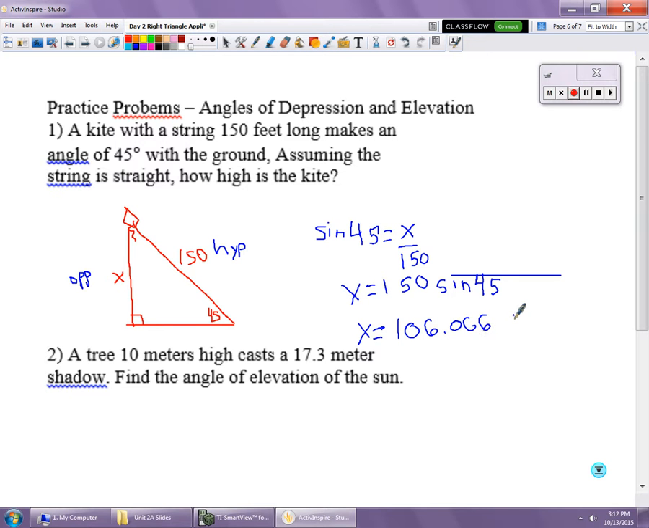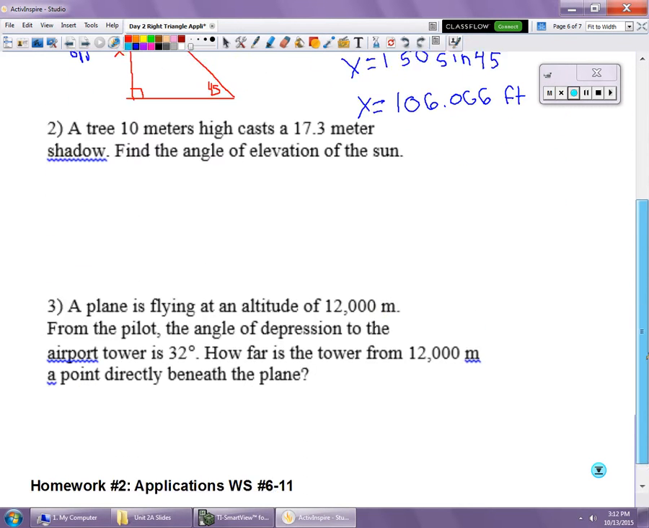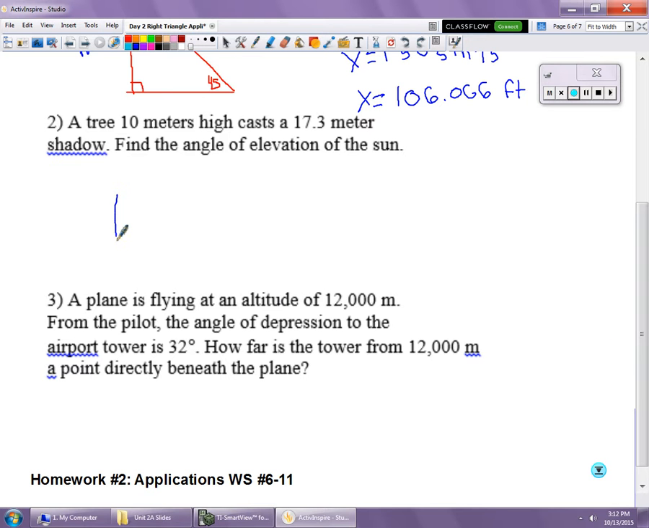as our feet above the ground. So that's the height of the kite. Next problem. A tree 10 meters high. So here's a tree. So we know that the height of this tree is 10 meters.